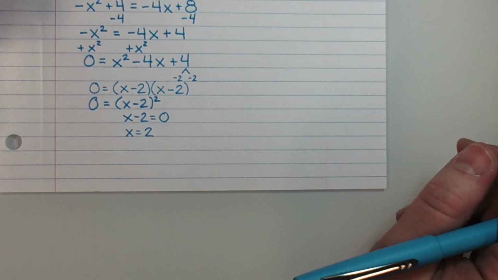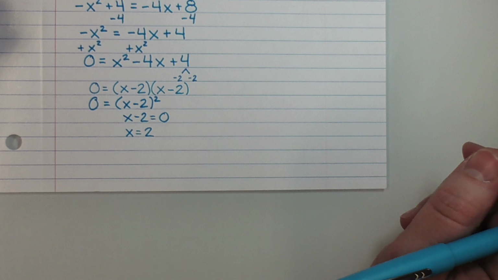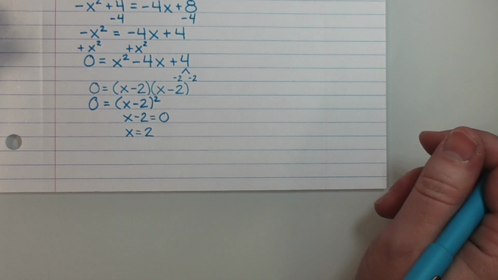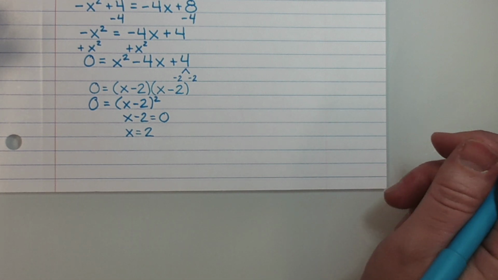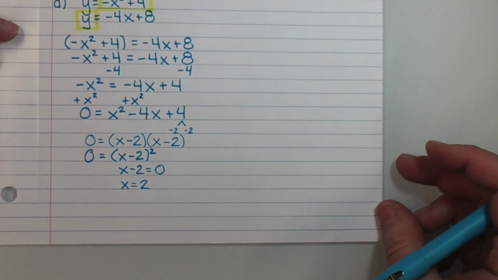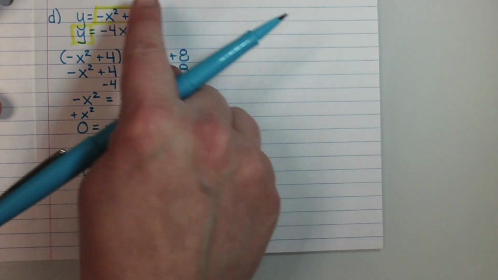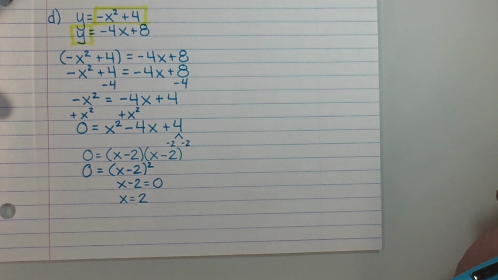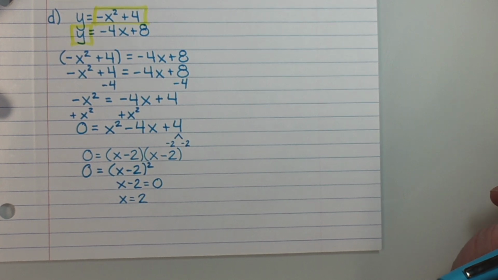Do I need x equals 2 twice? No. Am I done with this problem? No. It's a system. How do I finish it? Plug it back in. First equation, second equation. In this case, the second one would be easier. It's linear.